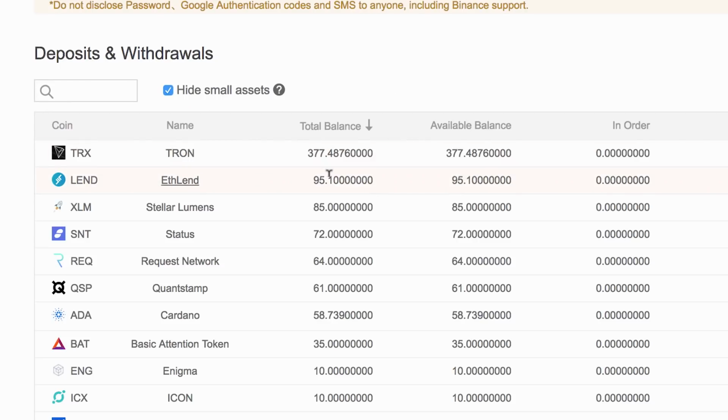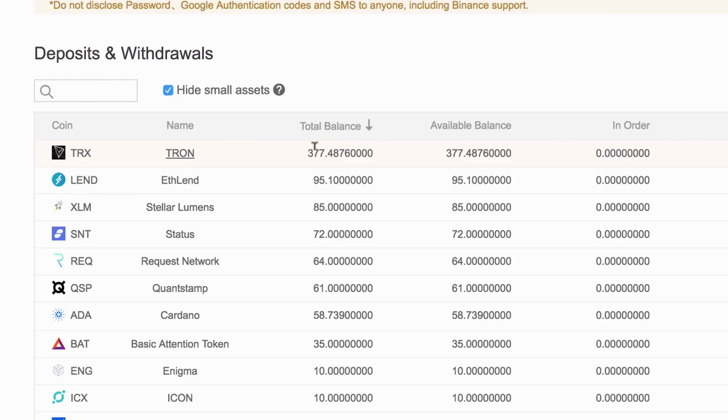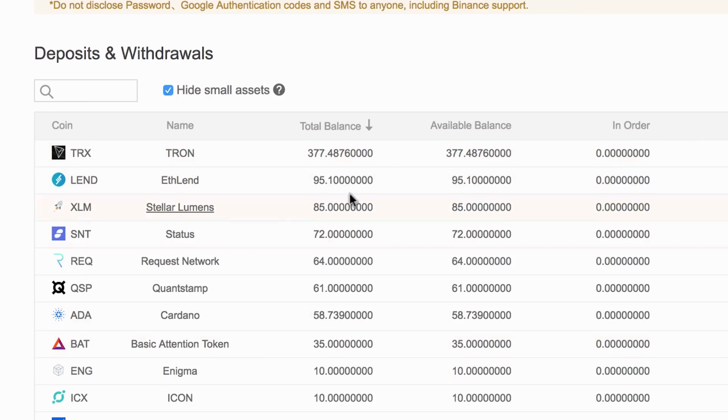And when you buy them on here, you buy the coin. Let's say Tron. I've got 377 Tron. That sounds like a lot, but they're like 40 cents each or something. There's no take profit or stop loss set on here with that. I'm holding them. These are in my wallet on Binance. I've bought them and they just sit there.